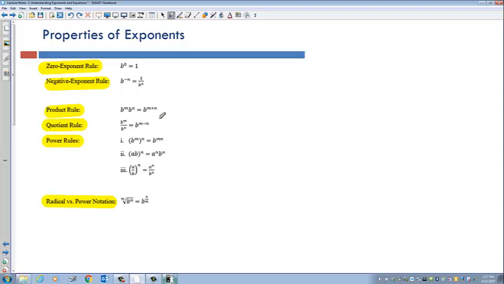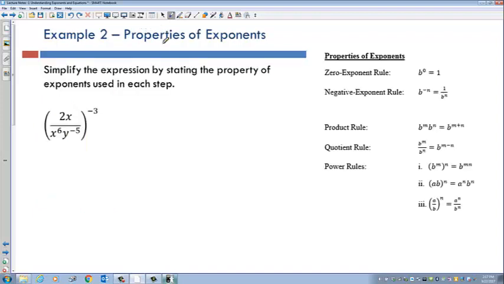Now you don't have to have all these memorized, but you should know how they work and how to use them. So let's take a look at an example here, and I'm going to do this example in 2 different ways. So here's our example. First I'm going to do it using the actual properties. We're going to start by trying to use the properties of exponents to see how these properties actually work. And then I'll redo it using just my sort of intuition.